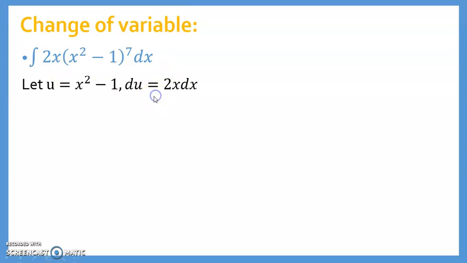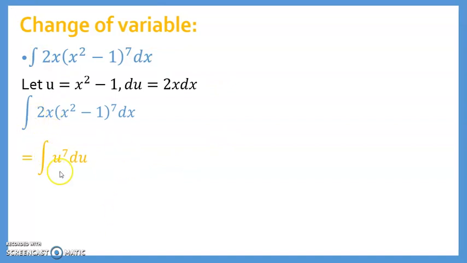Now let's write the integral in terms of u. So instead of x squared minus 1, we will write u. So instead of all of this, we will have u to the power 7. Now let's look at du. Du is 2x dx. So instead of 2x dx, so what's left, we will write du only. So we will get u to the power 7 du. So see how much it becomes simple. Look back at the original integral and now look at the new integral which is written in terms of u.